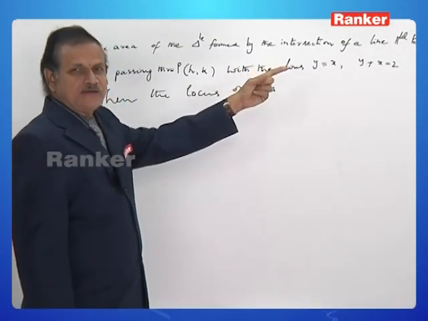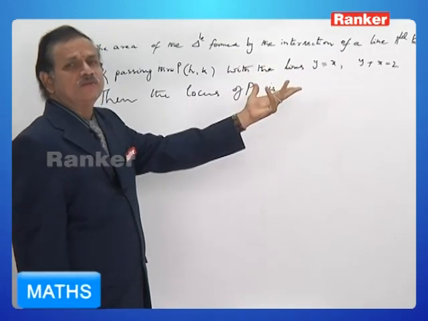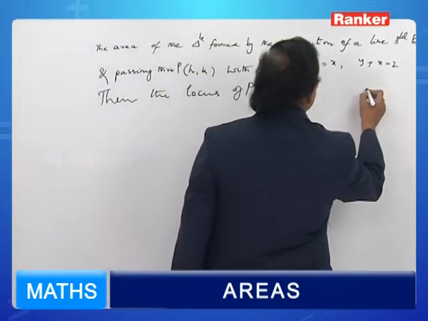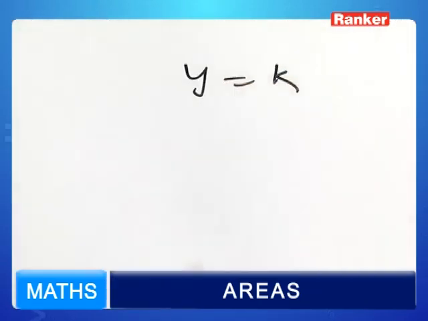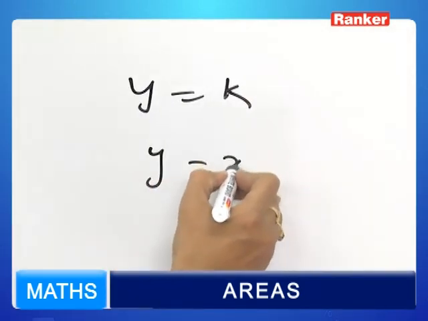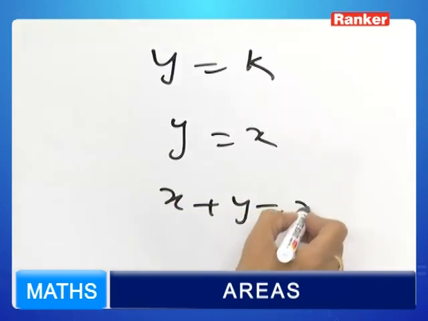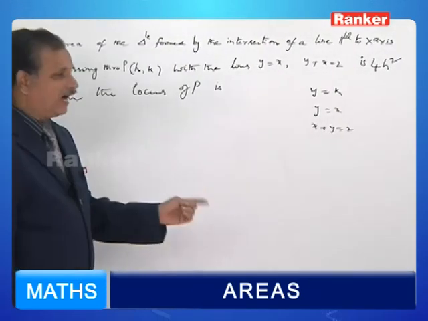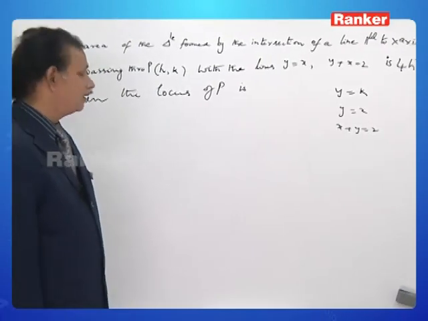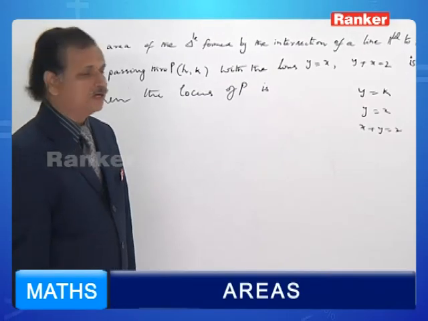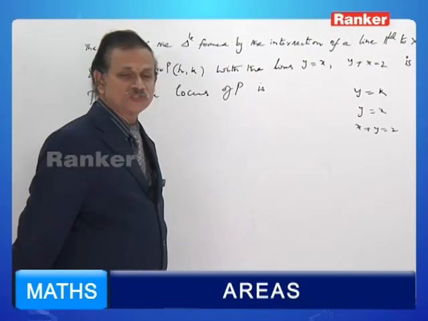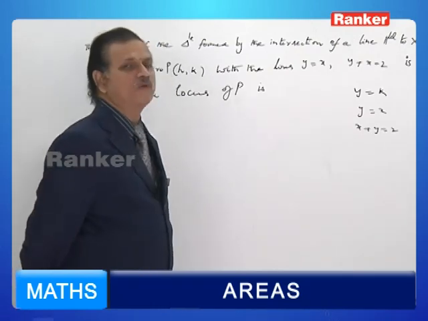What is the general form of a line parallel to the x-axis? y is equal to something, but it passes through (h, k). So the very first line is y is equal to k, with the lines y is equal to x and x plus y is equal to 2. This area is 4h square. Then the locus of P is, first of all, you have to find the area of the triangle formed by those three lines and equate it to 4h square.